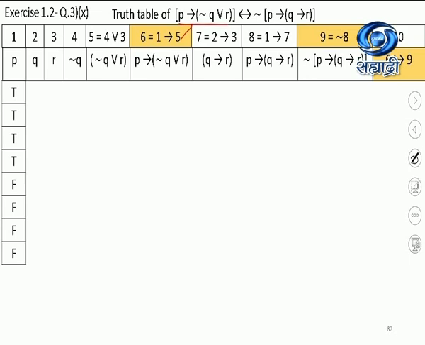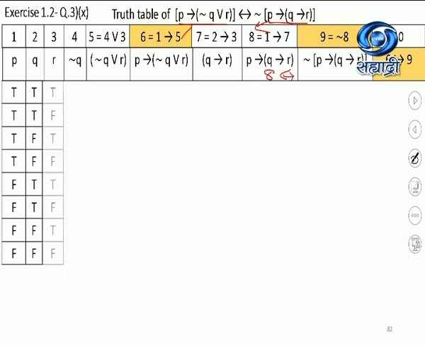For 7th, it will be first the bracket Q implies R, then outside the bracket, round bracket is P implies Q or R, which is nothing but the entire right hand side square bracket, and its negation will come now in the 9th column. And the 10th column, where will be the 10th column? 10th column will be the entire 8 if and only if 9.